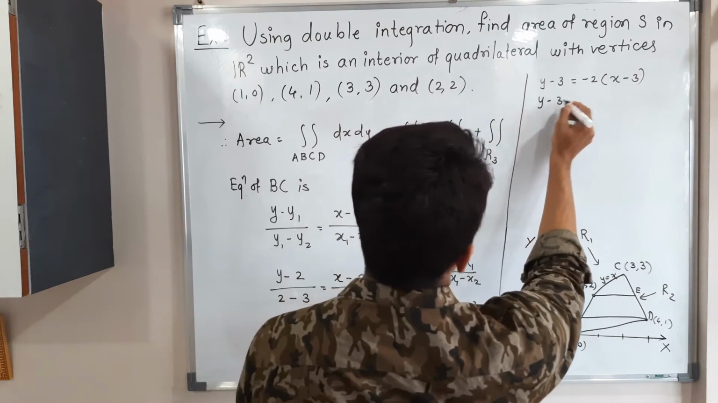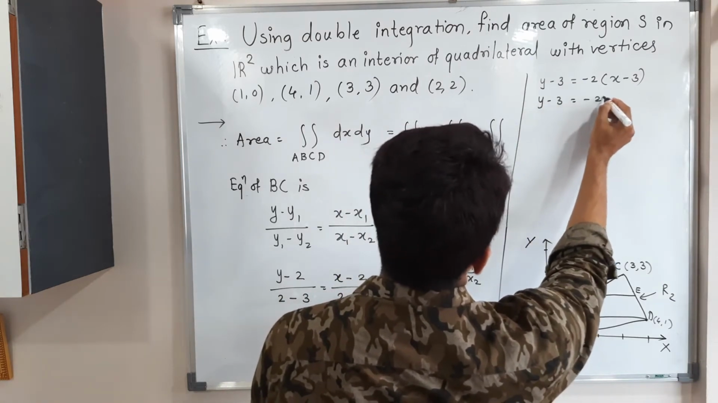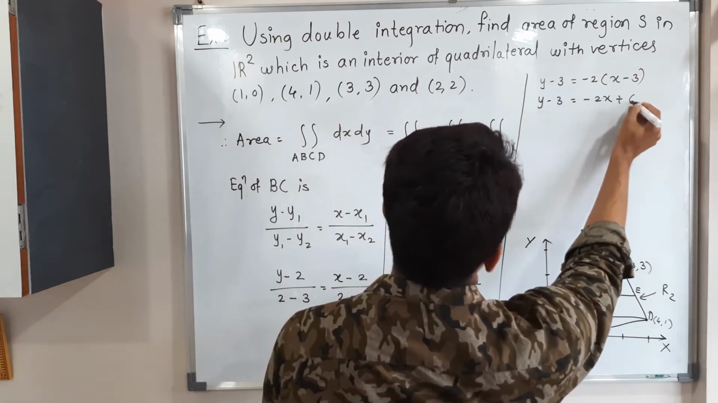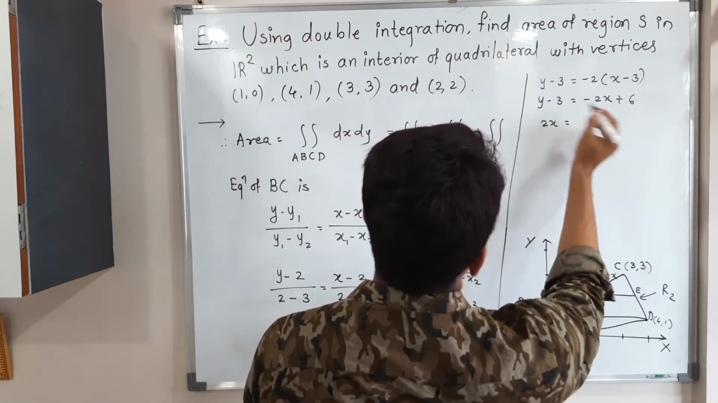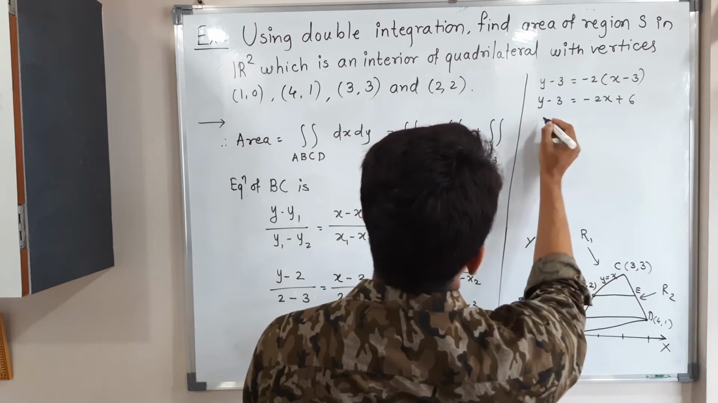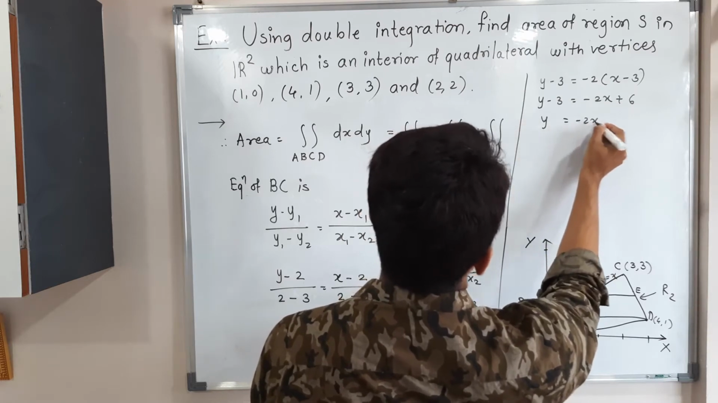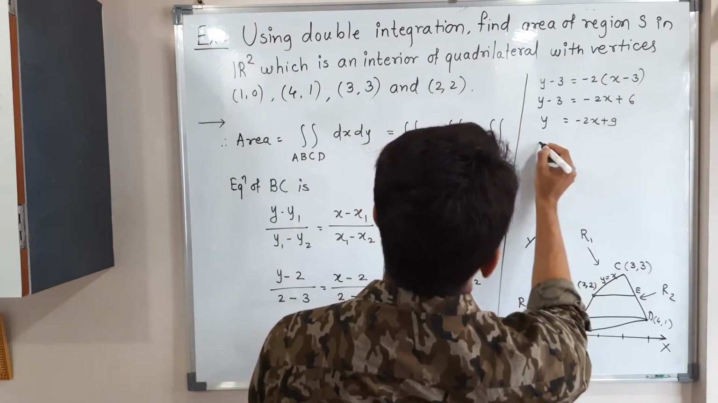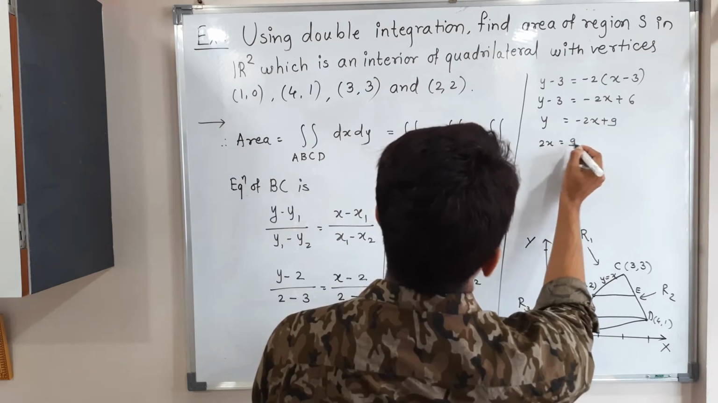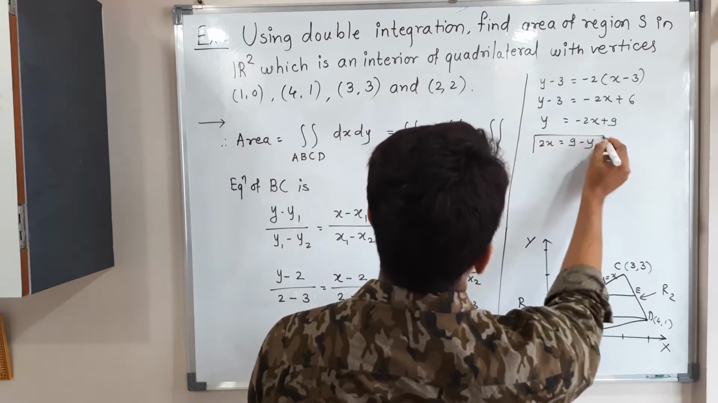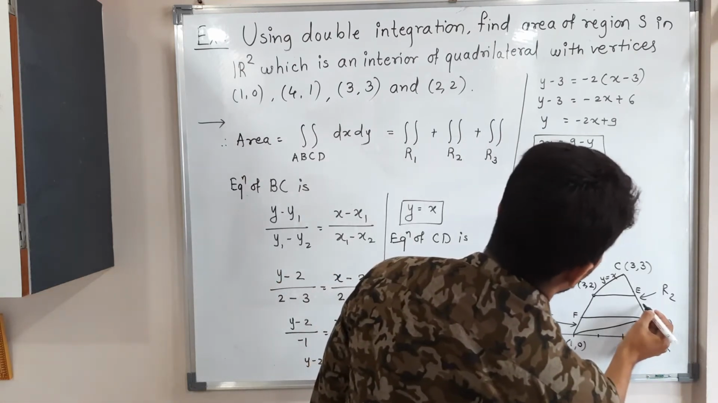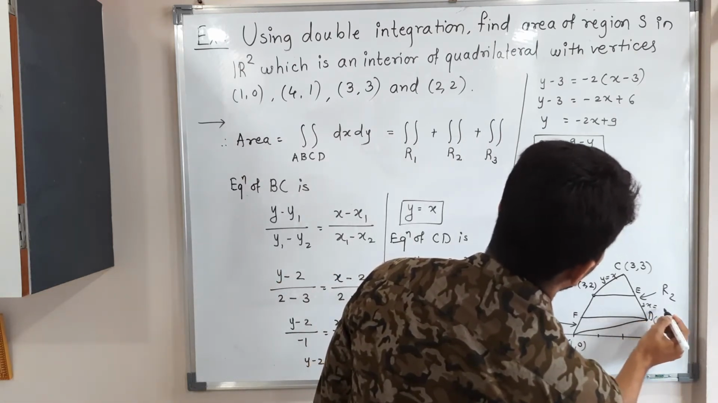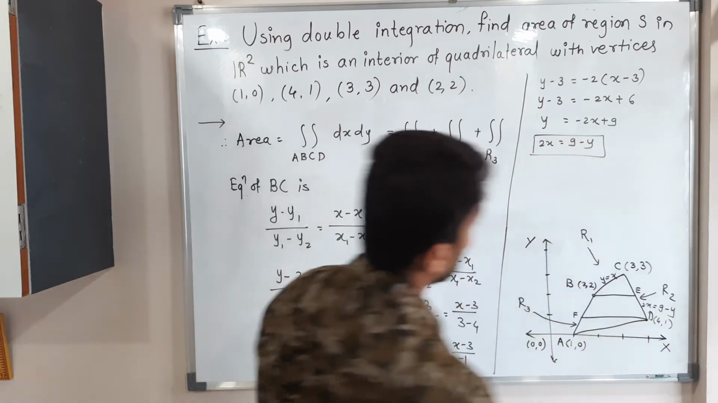y minus 3 is equal to minus 2x plus 6. So 2x is equal to, what will I do? So y is equal to minus 2x plus 9. So 2x is equal to 9 minus y. So we have got 2x is equal to 9 minus y. So the equation of this line is 2x is equal to 9 minus y.